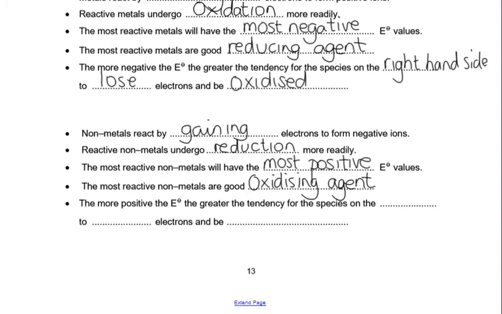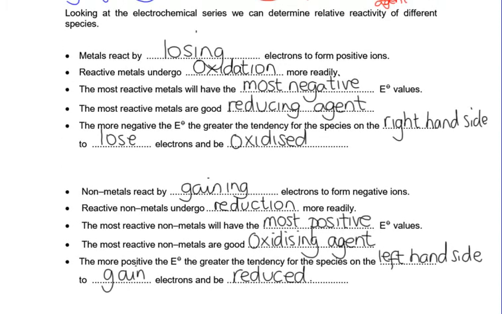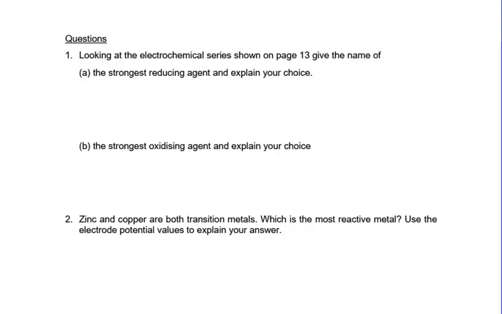And the more positive the electrode potential, the greater the tendency for the species that is on the left to gain those electrons and be reduced. So as a chemist, I would be able to use this to decide what to use as my oxidizing or reducing agent based on its electrode potentials. So let's put that into practice by having a go at a question.